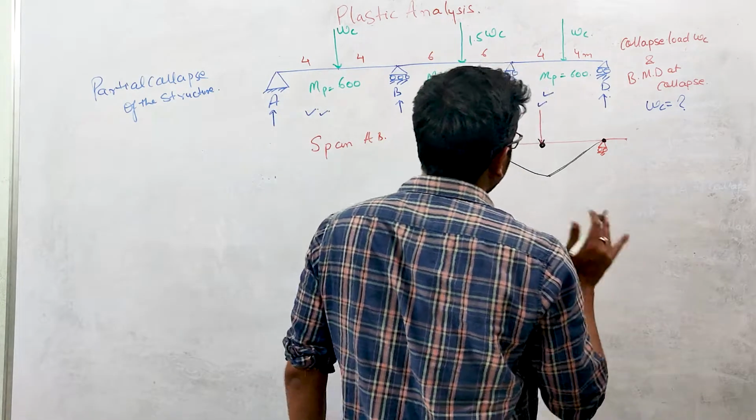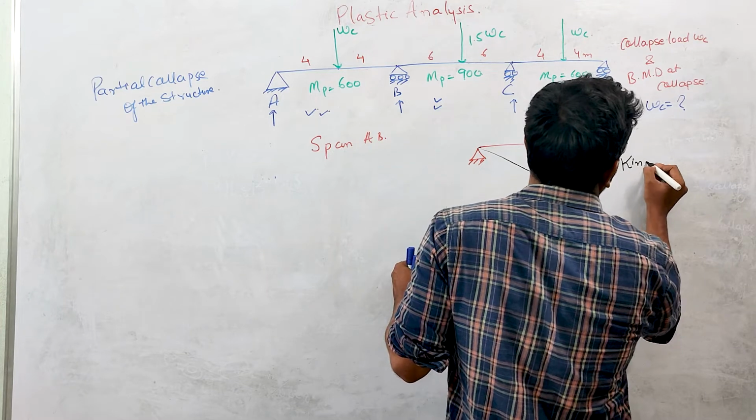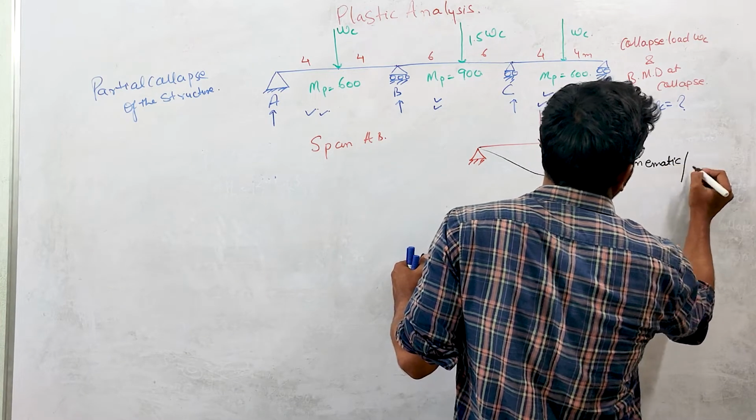Now we need to find the collapse load using the formula, using the kinematic method, or you can say the mechanism method.